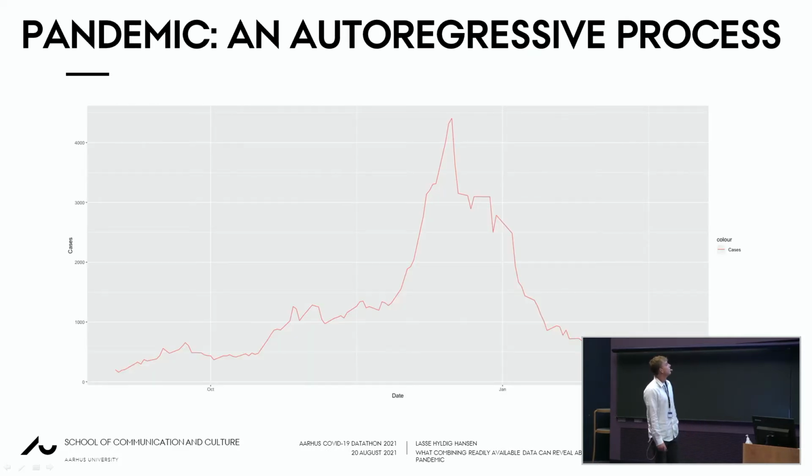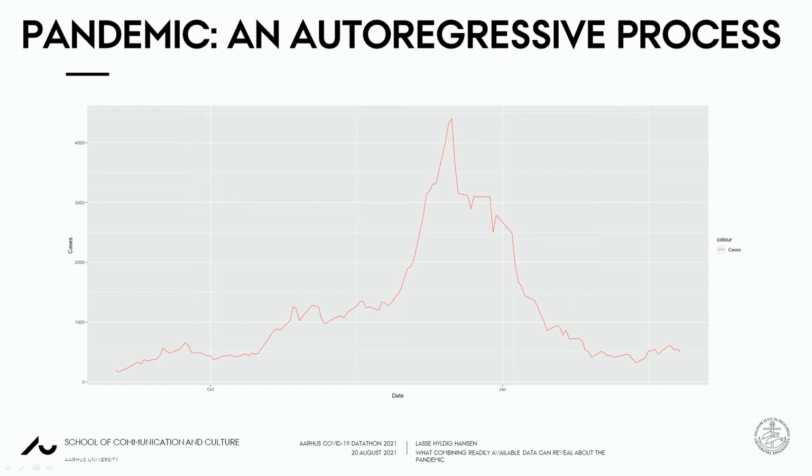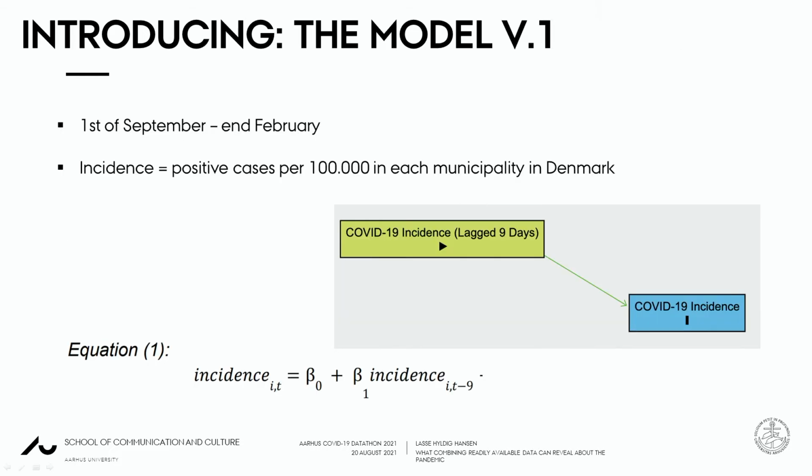But we made a model. So I've named this a pandemic and autoregressive process. And what is an autoregressive process? It's a process where the y variable in, for example, a linear model depends on itself or on its previous values in the past. So you can predict the process by its own lagged values later. So this is the first thing that we added to our model.